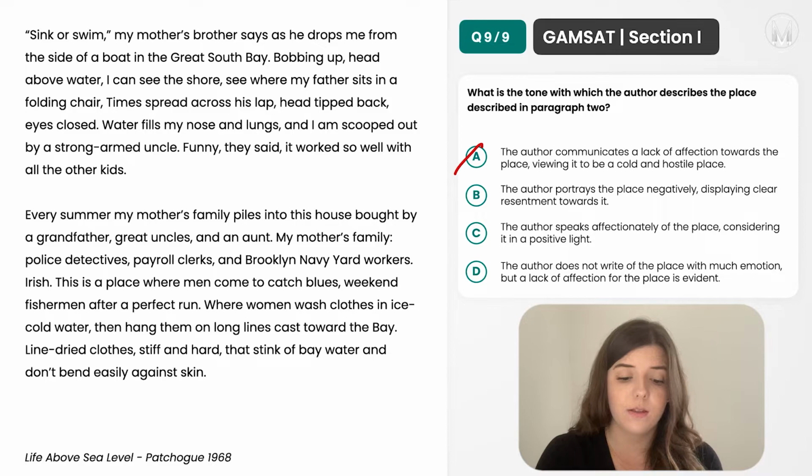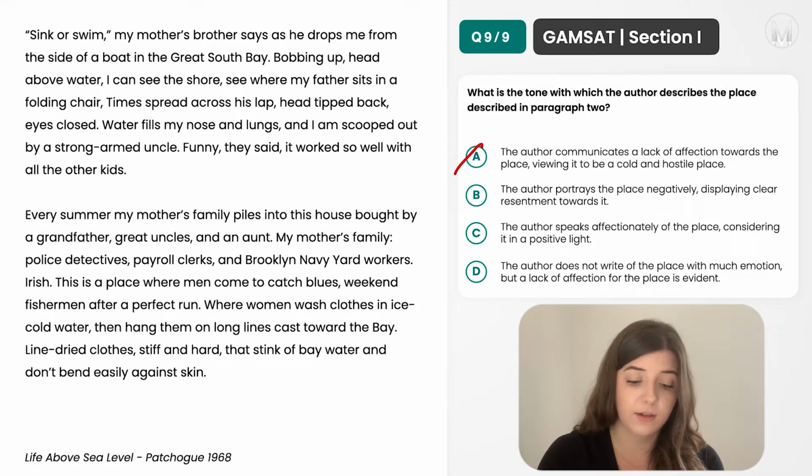Option B, the author portrays the place negatively, displaying clear resentment toward it. So again, it may be slightly negative, however there is no clear resentment towards it. He's still quite matter of fact when he's talking about the clothes being hard and smelling of bay water that don't bend easily against the skin. But again, resentment would be too strong a word because he hasn't actually stated enough of his own emotions and opinions. So we can rule out option B.